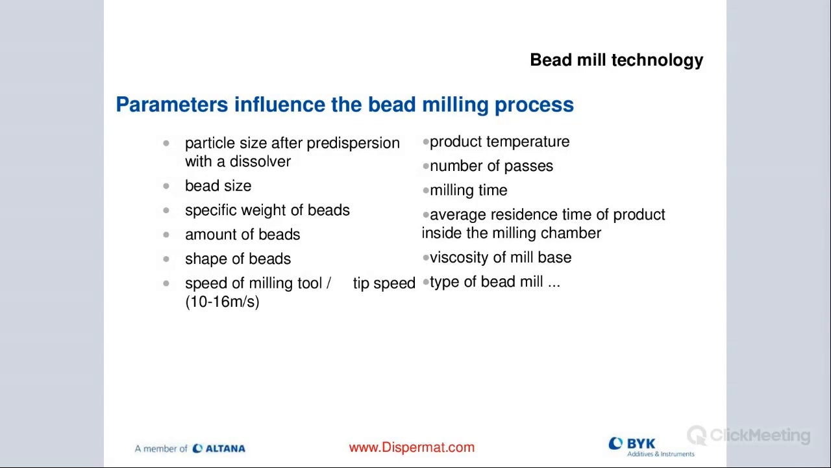Write that down. The tip speed of your rotor or your milling disc should be between 10 to 16 meters per second. So it's quite a bit slower than what we see in the pre-dispersion process.